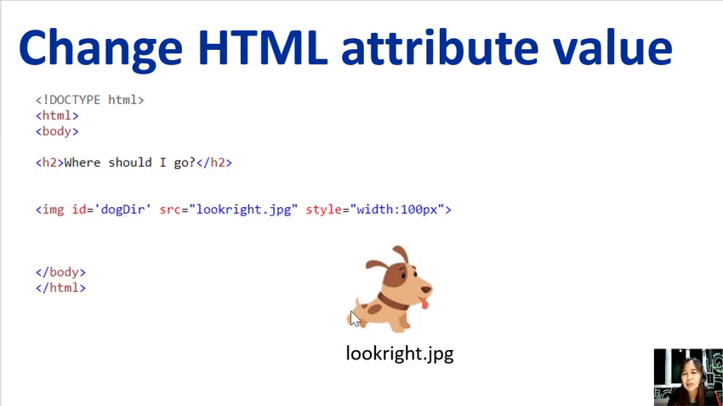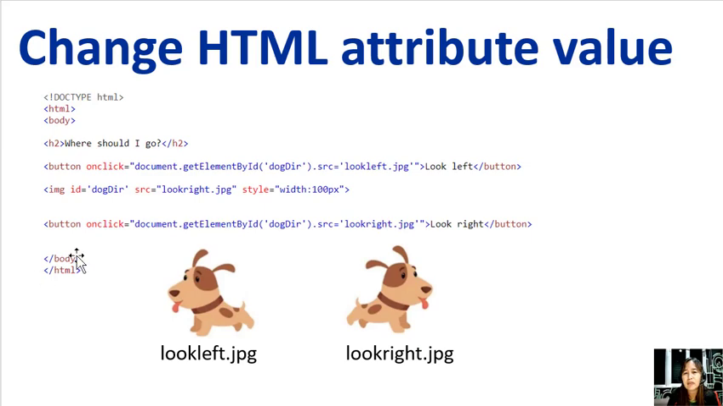Okay, we're tagging this particular slot or part of your document as dog dir, and I want you to understand what will happen if you insert this button. As you can see here, you have a button that will refer to this particular ID, dog dir. So how will the button react? How will it behave? On click, it will look in your document for that element that is tagged as dog dir, and then you want to change the source.